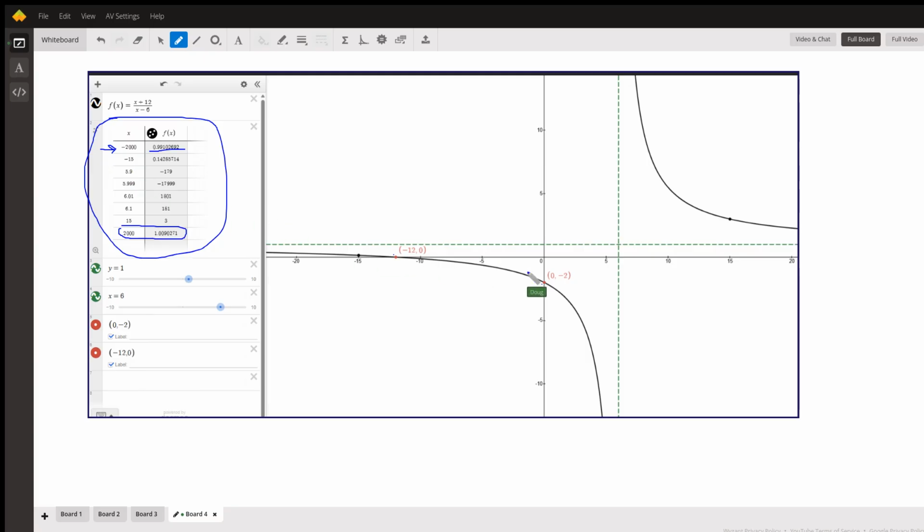And as x gets close to its vertical asymptote, like 5.999, look what happens to the y value, negative infinity. That's why this is going down this way. And if we're close to the vertical asymptote from just to the right, 6.01, we're at 1800, way up here. And here's a specific point right here, 15, 3. That'll help you draw a sketch.